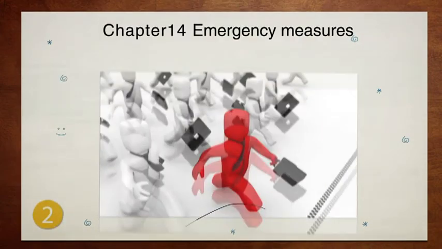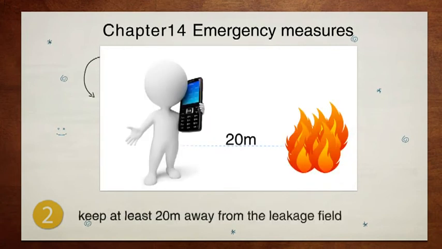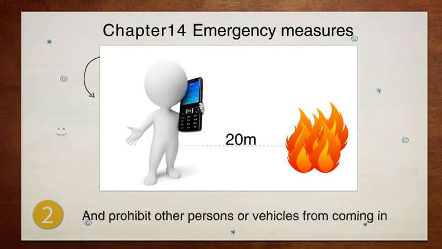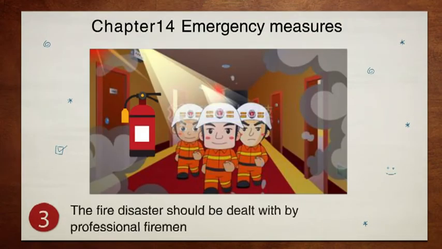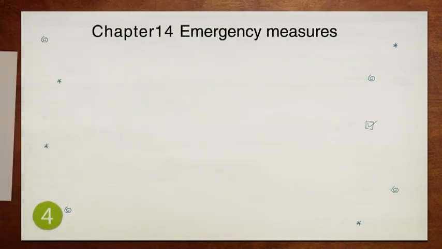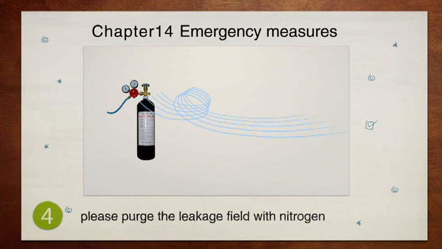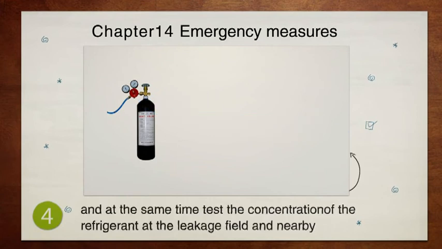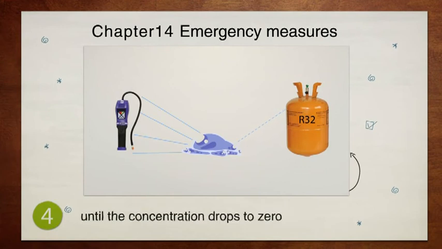Number 2. Evacuate the residents nearby. Call the fire department. Keep at least 20 meters away from the leakage field and prohibit other persons or vehicles from coming in. Number 3. The fire disaster should be dealt with by professional firemen. Number 4. After the fire is put out, please purge the leakage field with nitrogen and at the same time test the concentration of the refrigerant at the leakage field and nearby until the concentration drops to 0.